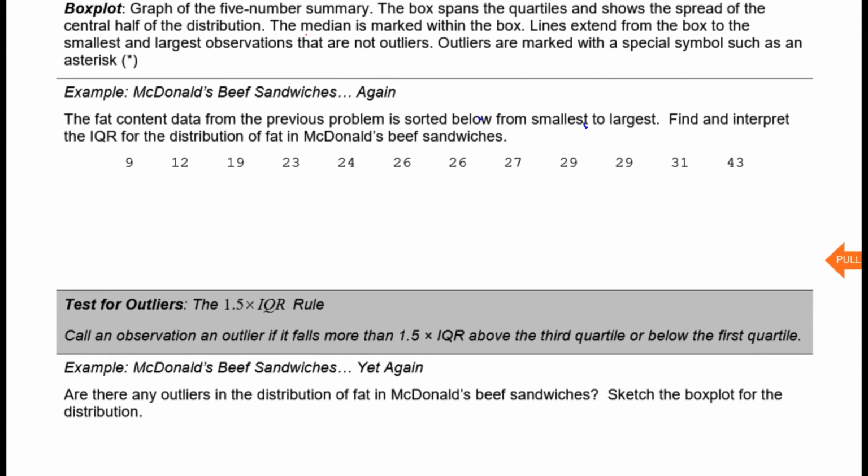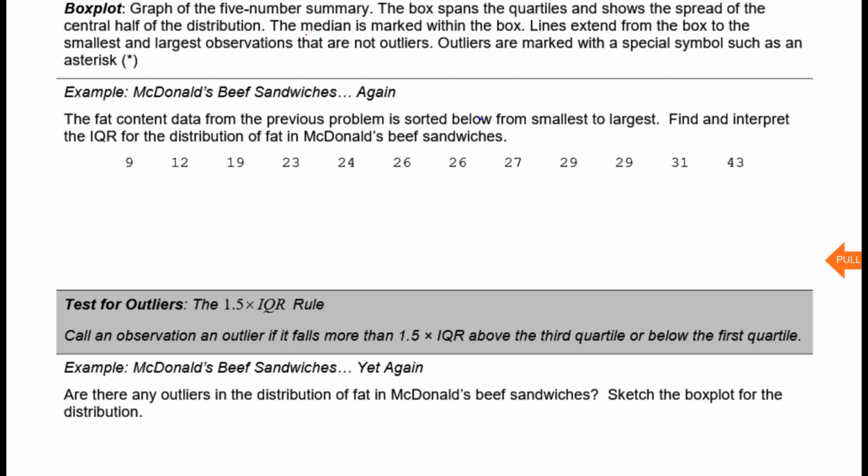And the fat content data from that previous problem is sorted from lowest to highest. So I kind of helped us out here by sorting it from lowest to highest. We're going to find and interpret IQR for this distribution. Okay, so first, in order to find IQR, we need to know where the median is.